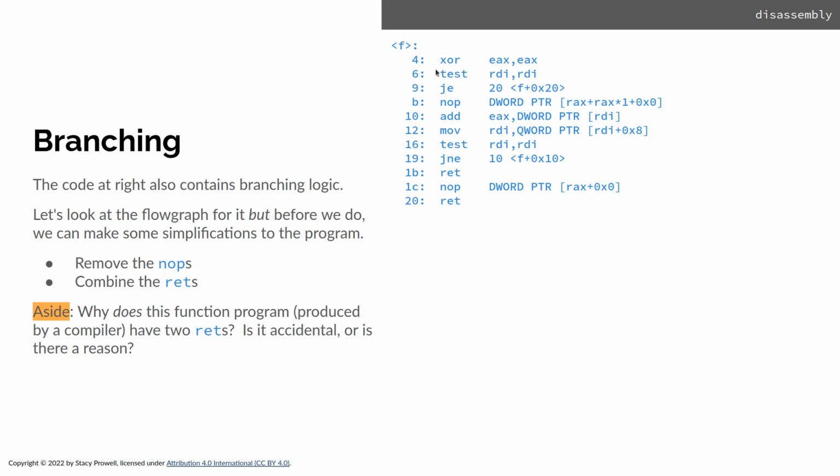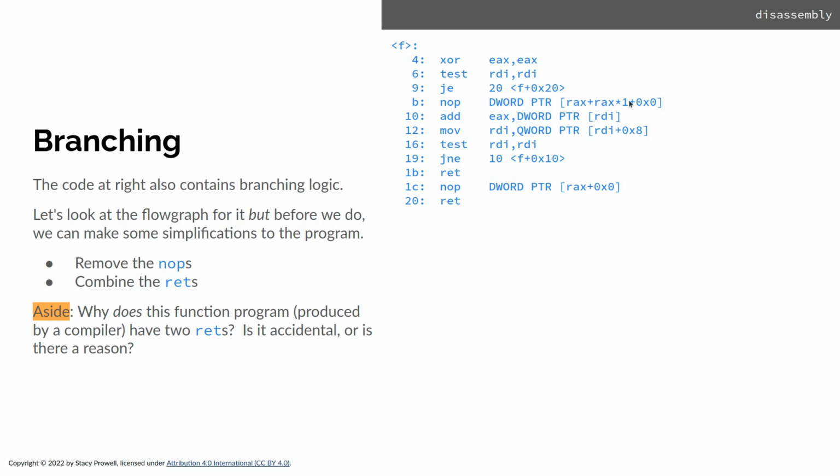So if this turns out to be 0, I will take this jump if equal, which is the same as jump 0, and I will go down here to 20. So I'll go all the way down here, and boom, I return. What's my return value? It's 0, because EAX is my return, and I set it to 0 up here. So if this thing was 0, I return 0. Okay, seems reasonable. So I keep going.